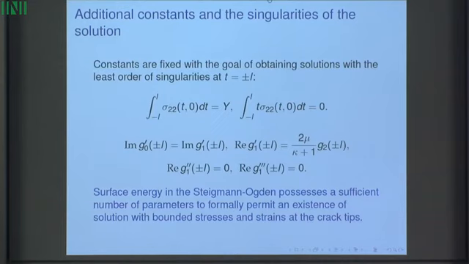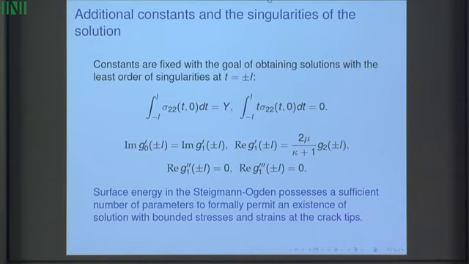And on top of everything, we fix the force which is acting on the stamp, and we fix the moment of the force which acts on the stamp. So formally, problems with Steigmann-Ogden surface energy possess enough constants to actually generate bounded stress and strain fields. So that is kind of an interesting result.